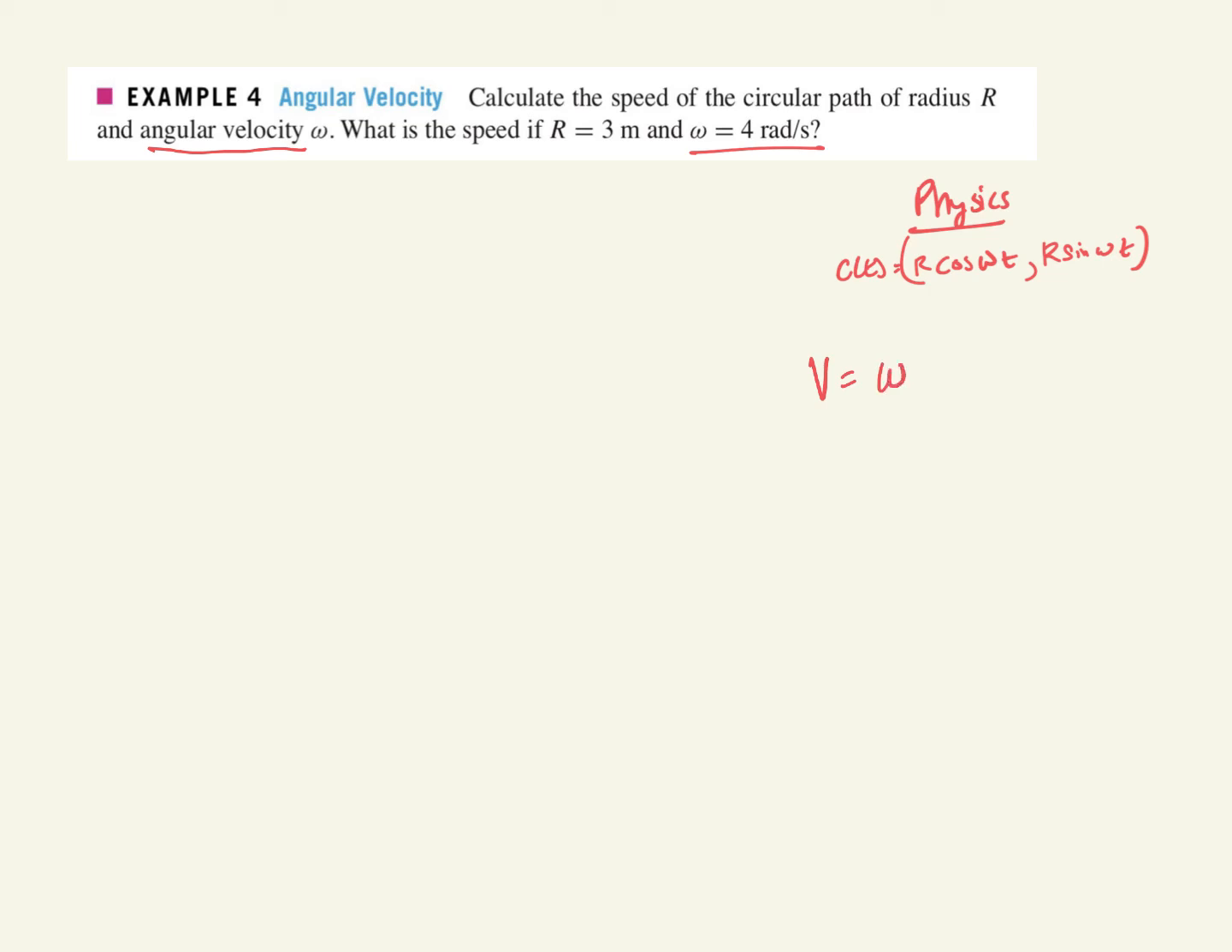Your velocity is angular velocity times radius, and then you get it in like 10 seconds. No, it's omega is equal to v over r.